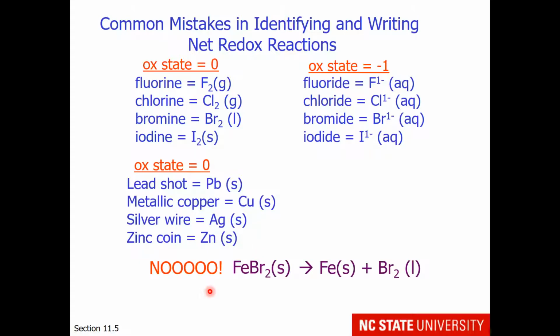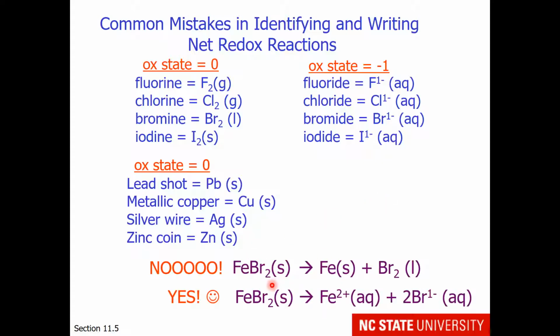One last issue with writing redox reactions. Sometimes students forget that ionic compounds dissolve into ions. Iron 2 bromide is an ionic solid. If it dissolves into water, it does not make iron metal and bromine. That's not what happens. Take your ionic solid and make sure you dissolve it into aqueous ions in solution.